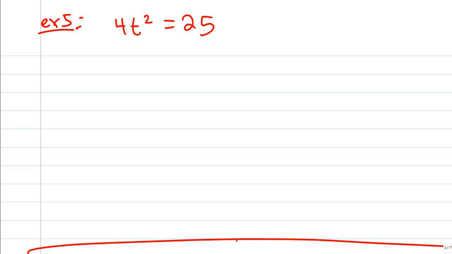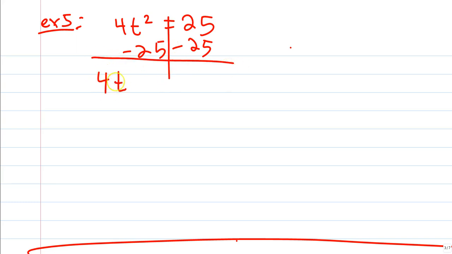Next one. You're like, I'm not going to fall for it this time. This is not set equal to 0. Okay, that's fine. Then let's move the 25. So I have 4t squared minus 25 equal to 0.